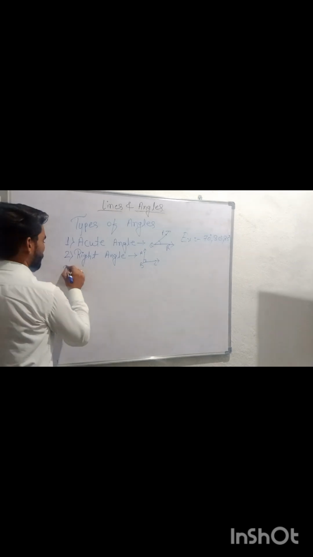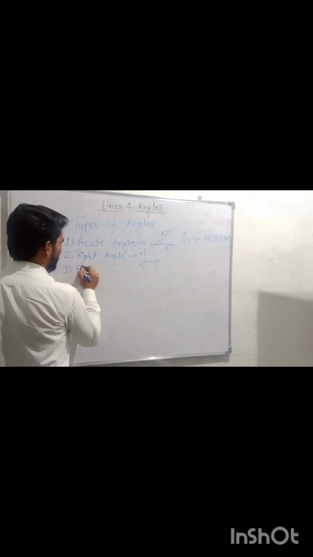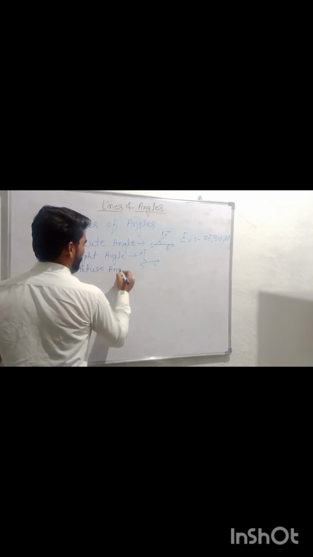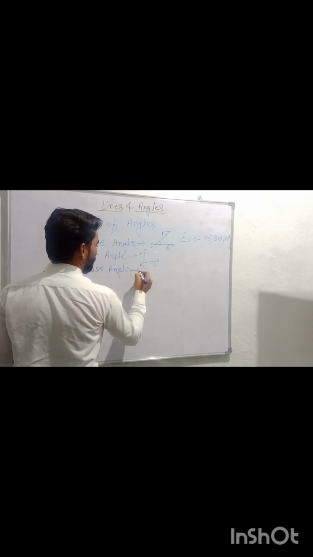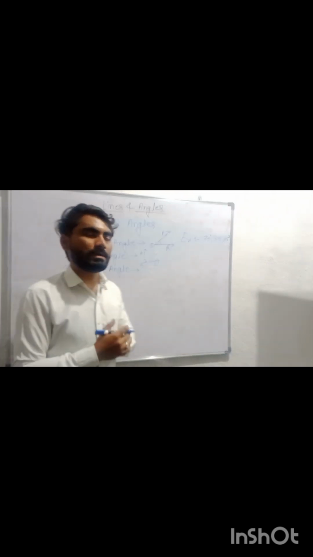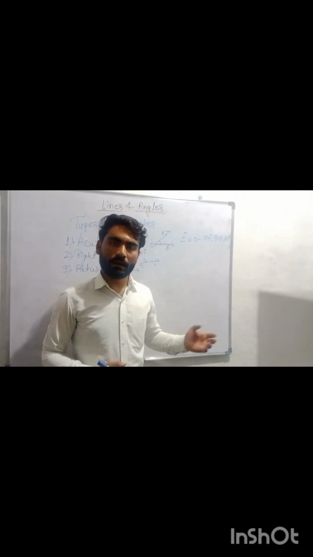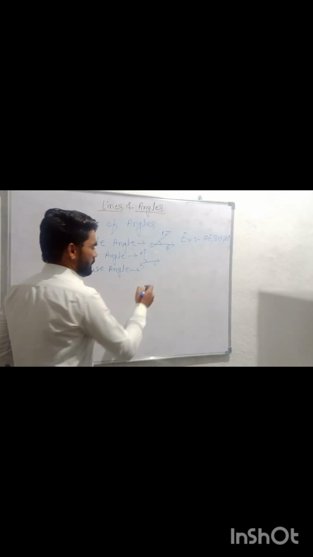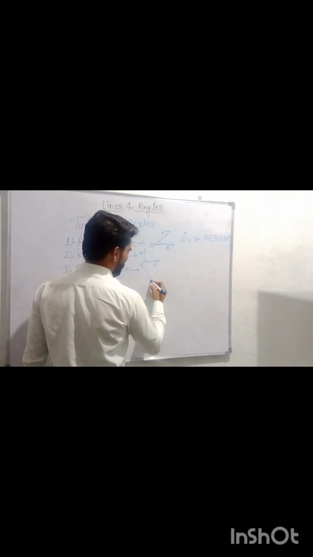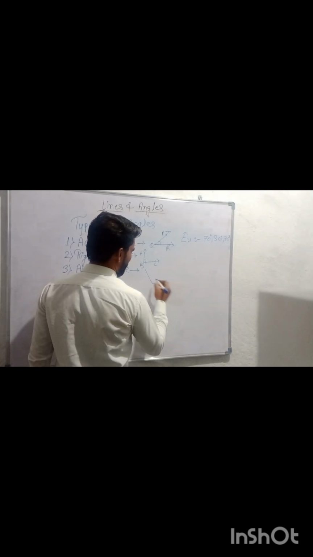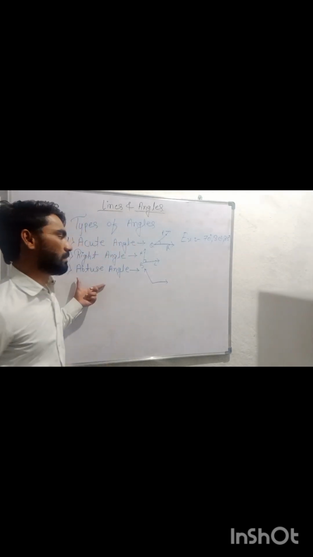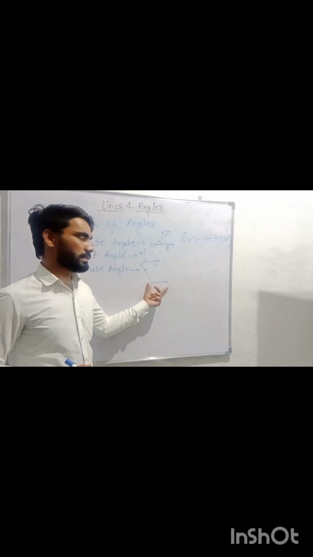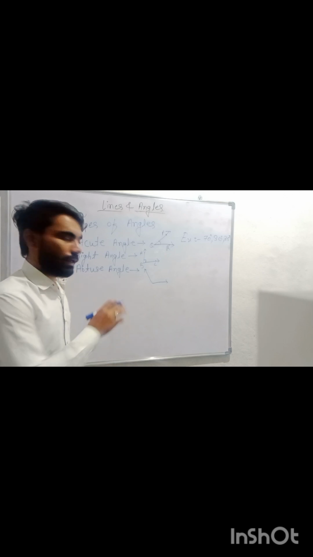Next, the third one is obtuse angle. An obtuse angle is one whose measure is more than 90 degrees and less than 180 degrees. You can see here, this is an obtuse angle because its measure is more than 90 degrees and less than 180 degrees. So we call it an obtuse angle.